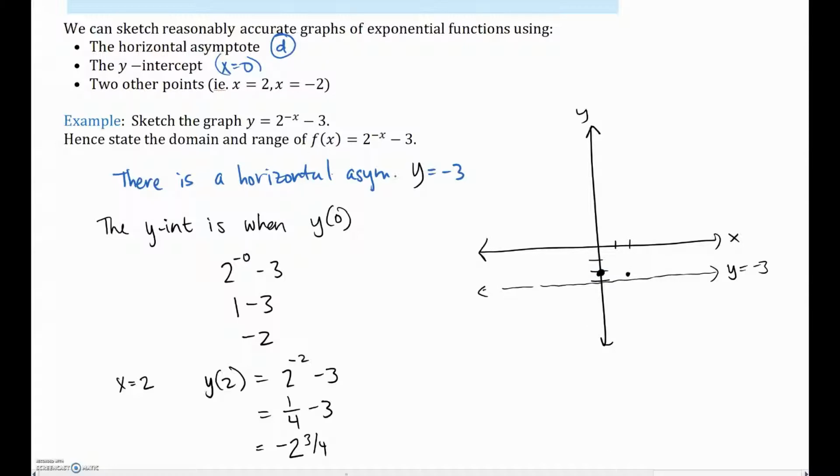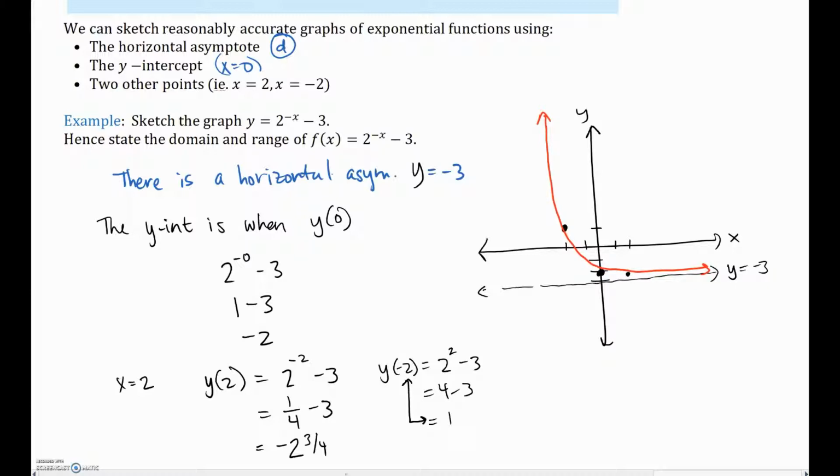And there's another point I could plug in when x is negative 2. I could get 2 to the 2 minus 3. I would get 4 minus 3, which is 1. So when x is negative 2, y is 1. And you kind of get an idea. If you know these are growth or decay graphs, that definitely looks like a decay graph. And I can definitely draw it like this, and that's what my graph would look like.